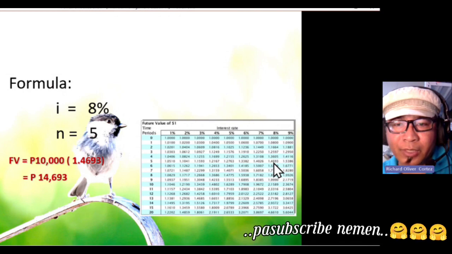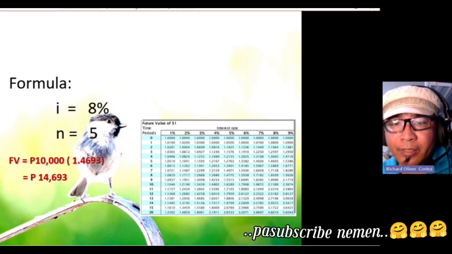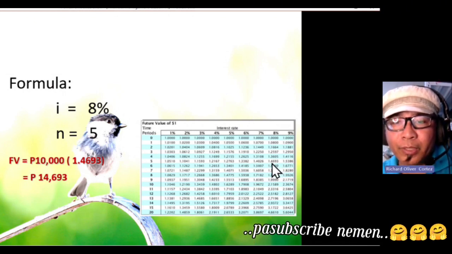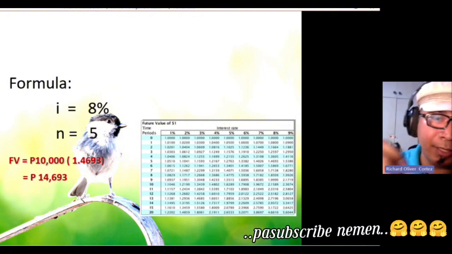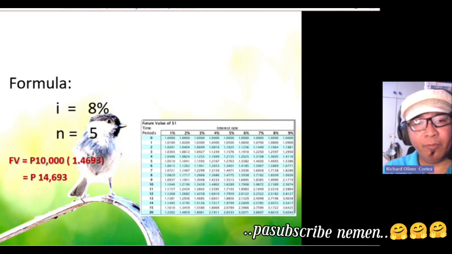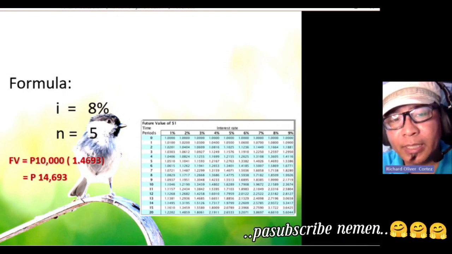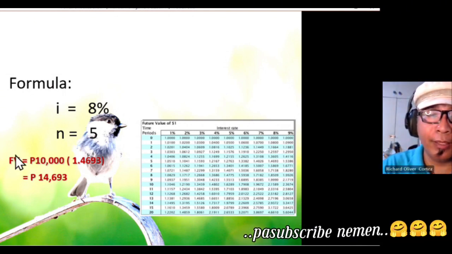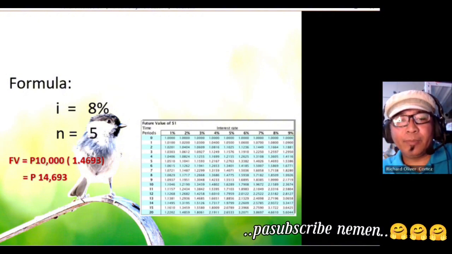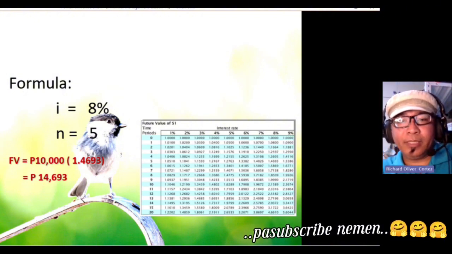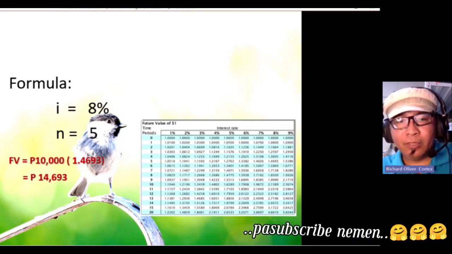The compound factor to be used is 1.4693. Okay? So, if you can see the table, 1.4693. So, ito yung factor na ating gagamitin in multiplying the 10,000. So, we multiply straight 10,000 by 1.4693. Okay? And it will give us the 14,693. So, what does it mean? What is the 14,693 means? That is the future value of your 10,000. Or that is the compound amount of the 10,000 of Julie Miller.